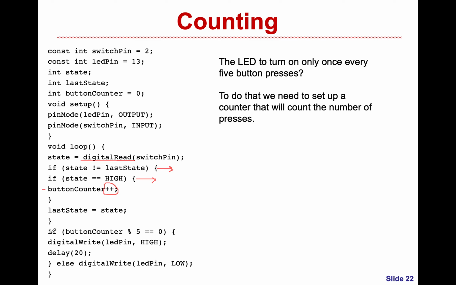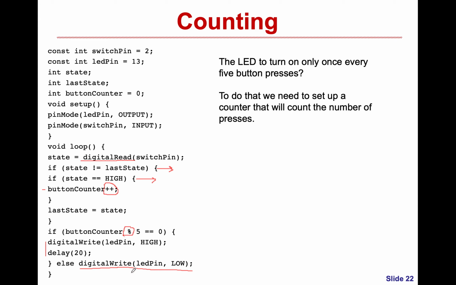Then, if button counter percent, this is the modulo, 5 is equal to 0, in other terms, if button counter is a multiple of 5, go inside here. So here button counter for this case is still 1, so I will not go here. Else, I will go into the else then. Digital write on 13 low, keep the LED off. Then I will go to the loop.